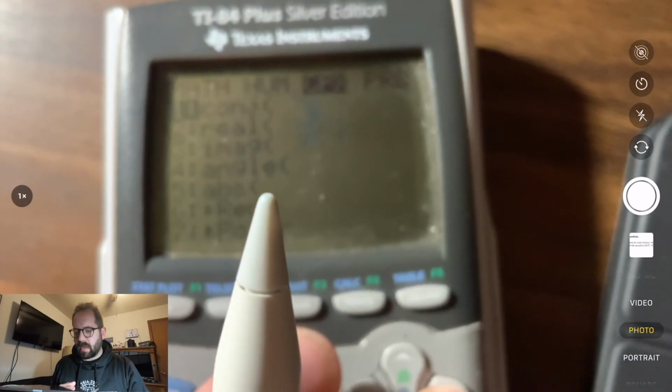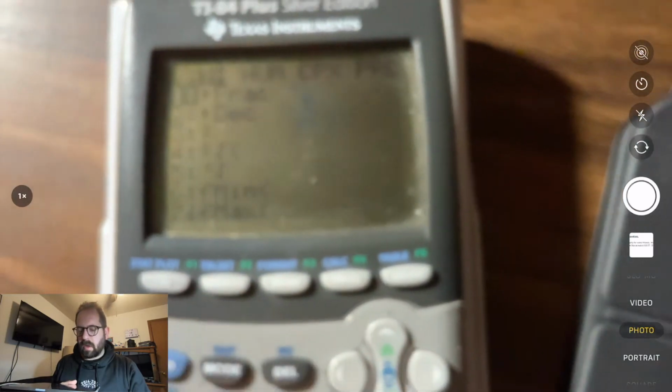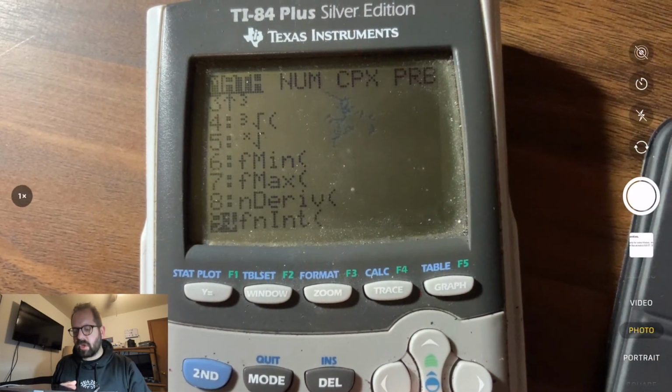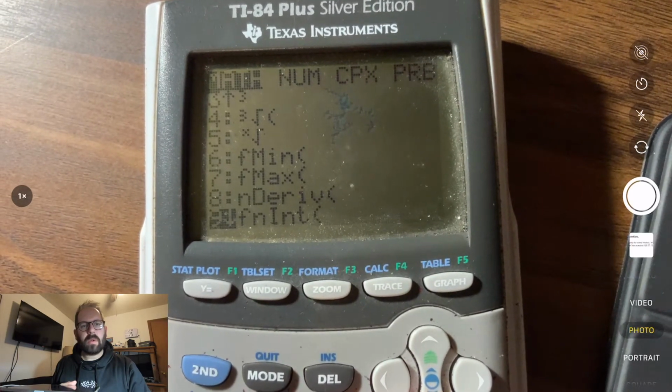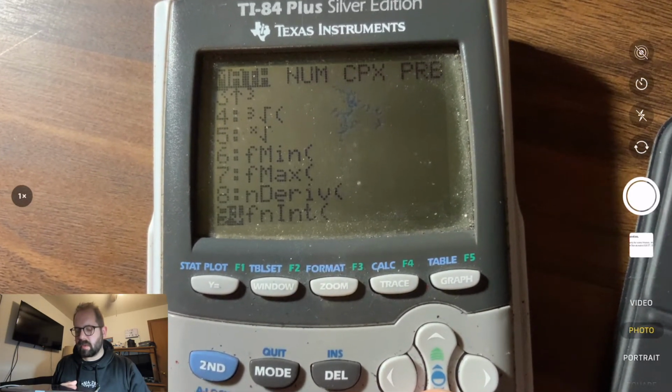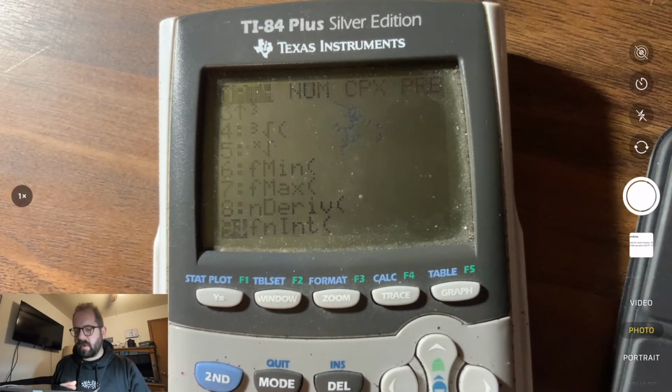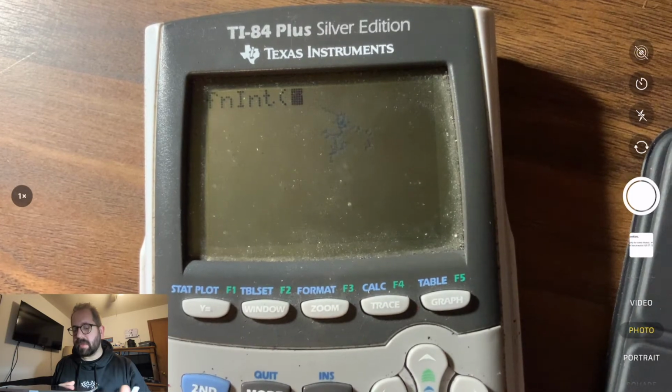Whoa, I clicked over by accident. All right, let's scroll down. And I'm going to go to this one. This is the function of integration. So you're going to do an integral of a function. So that's what this one is. You can do a derivative as well for number 8, but I'm going to do this one. So function of integration. And now I'm going to type in the function.